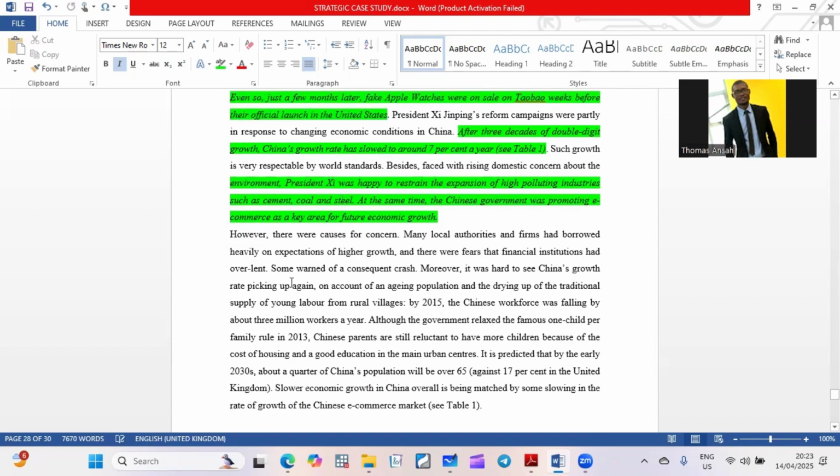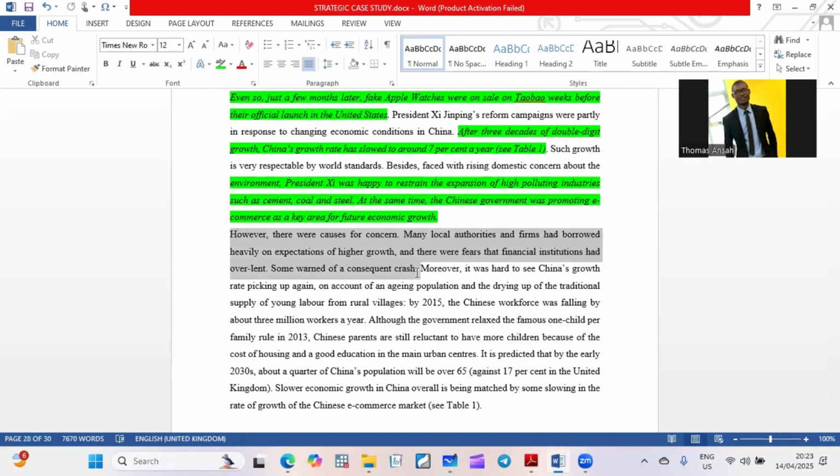All right. However, there are causes for concern. Many local authorities and firms had borrowed heavily on the expectation of higher growth, and there are fears that financial institutions have overlent. Some warn of the consequence of a crash. So all these things you are reading, crash and all these things, which one will you put them under? Economic.